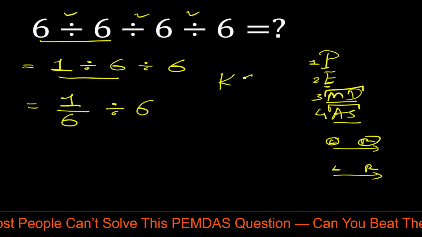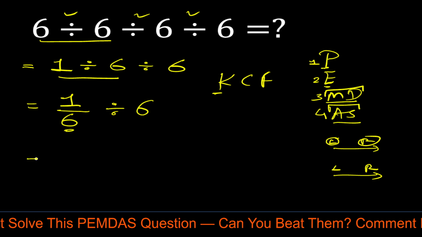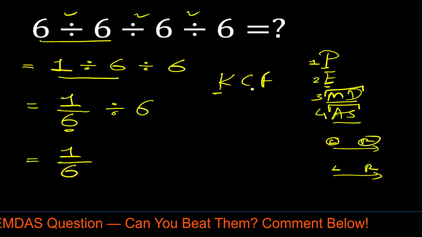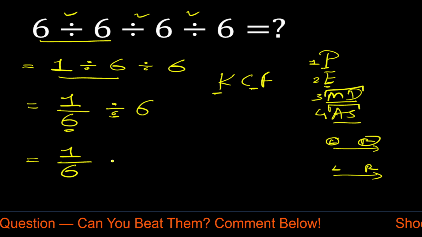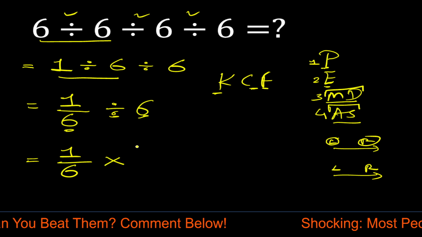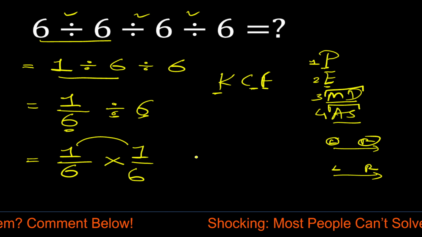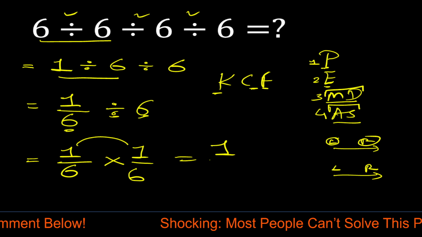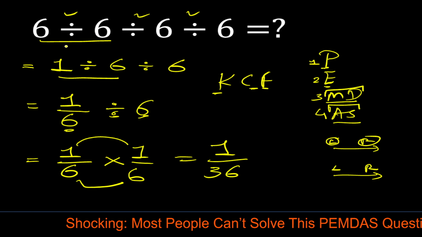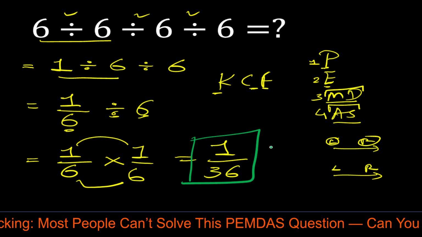Now according to the KCF rule, K means keep this first fraction 1 upon 6 as it is, the same. Then C means change this sign from division to multiplication. Then F means flip this second 6, which is equal to 1 upon 6, right? Now 1 times 1 is equal to 1 and 6 times 6 is equal to 36, right? So the correct answer is 1 upon 36.